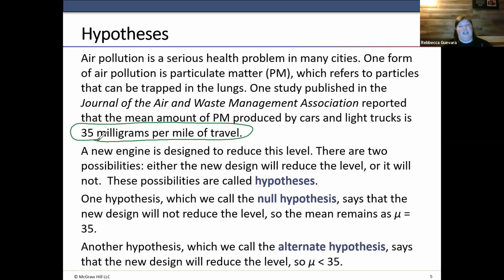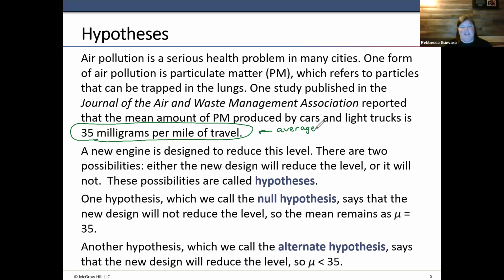So a new engine is designed to reduce this level. So remember, this is your average amount. This is usually what we see on average across all cars. A new engine is designed to reduce this level. There are two possibilities. Either the new design will reduce the level or it will not. We're really looking at, like I said, complements here. Either it's going to do what they claim it does or it does not. You have two choices here. So like I said, two choices, it works or it doesn't.